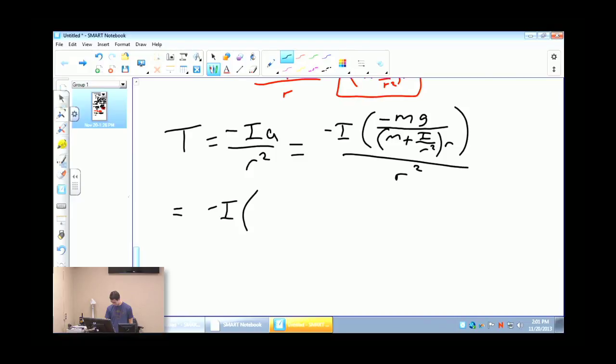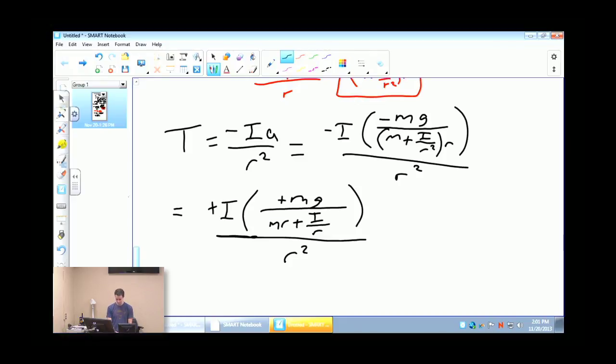So it's a double negative, so it's positive tension, right? And then it's kind of complicated looking. Yeah, and we have another r squared there. Which could simplify, but I don't want to spend the time right now to simplify. You could simplify. Good.